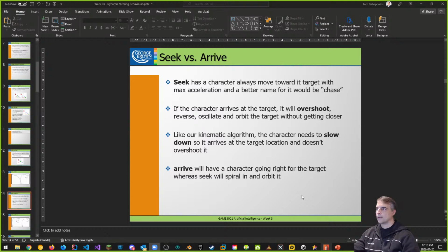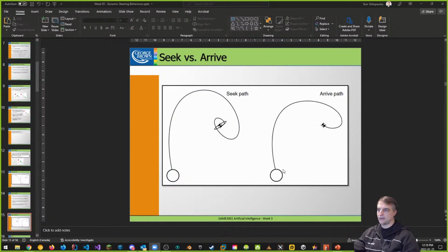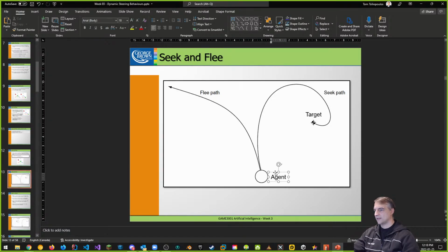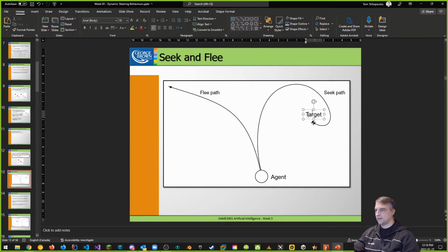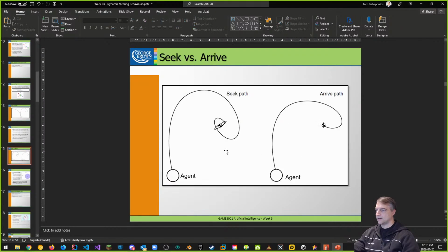So what about the difference between seek and arrival? We talked about that. Seek will overshoot, whereas, just like our kinematic algorithm, we need to slow down to reach the target with arrive. So think about this: here's the target. I'm not sure why that disappeared from my PowerPoint, but whatever. Here's the agent, and just to be clear, this is the target. Here's the target for arrival, and here's the target for my seek path.